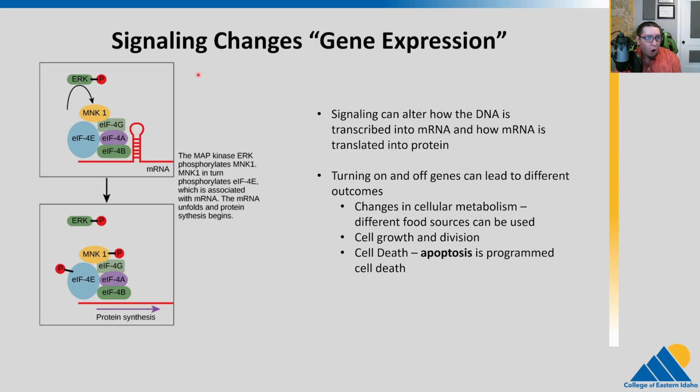Many of these signals are changing what we call gene expression. So signaling can alter how the DNA is transcribed into mRNA and how that is translated into a protein. That's effectively turning on or turning off genes. That can lead to all different kinds of outcomes. Changes in cell metabolism, using a different food source, for instance. Cell growth, cell division, even cell death. Like I said, apoptosis is that programmed cell death. So here we have, in this case, an mRNA that can't be translated, and then we have a signaling molecule come in and allow this to be synthesized into a protein. So that's one example here.